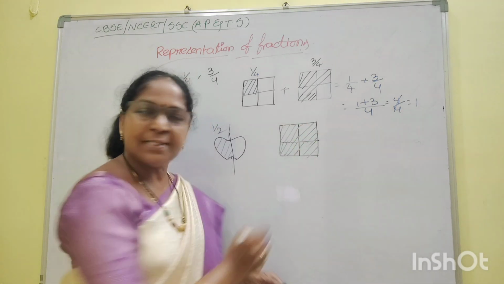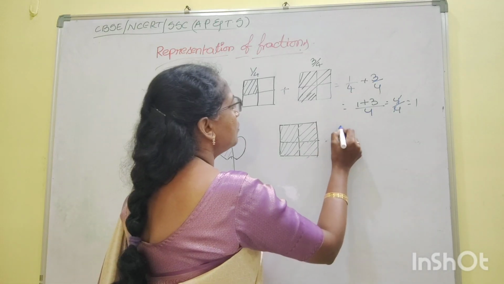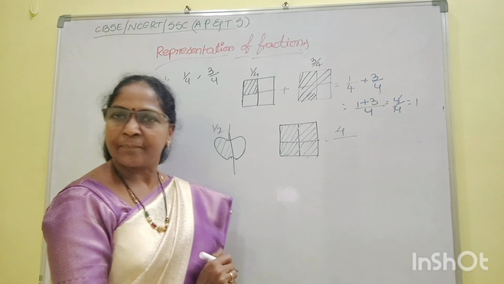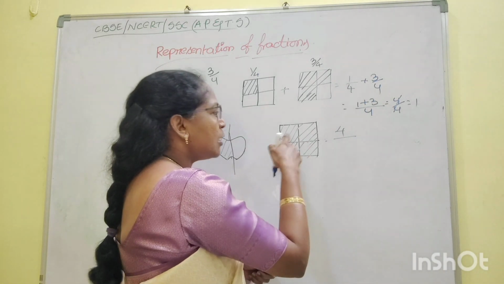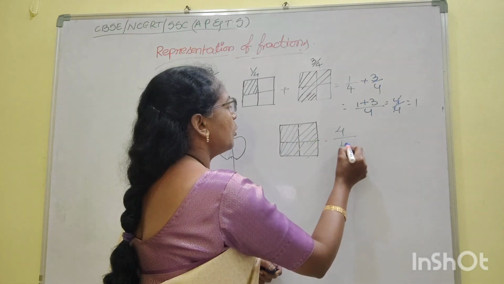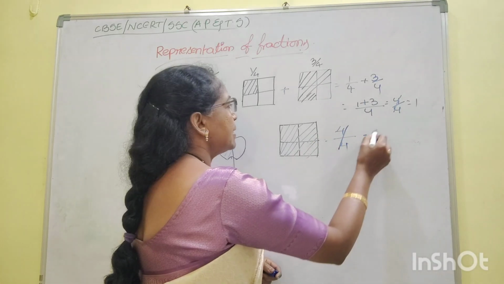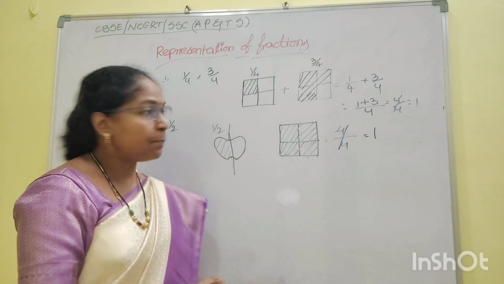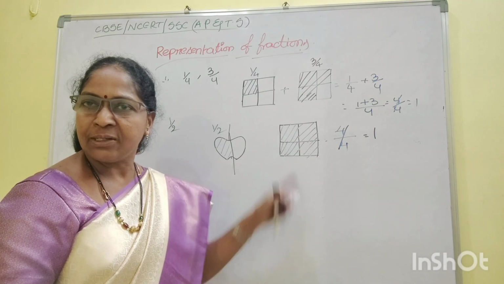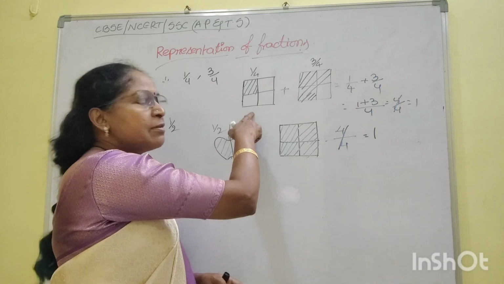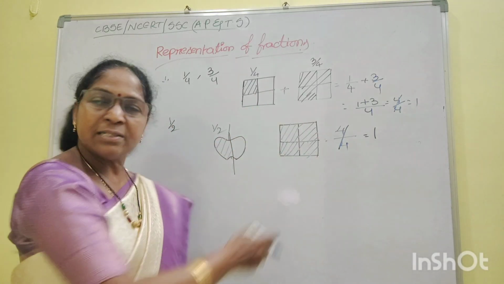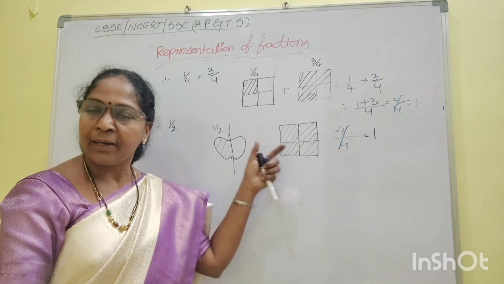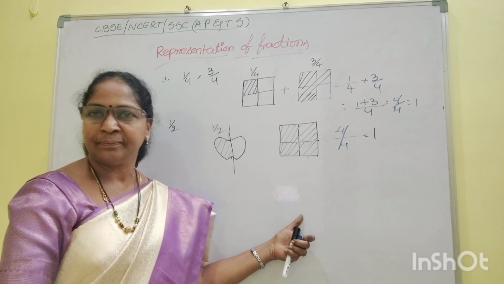So how many parts are shaded here? Total 4 parts are shaded, out of how many parts? 4 parts. Total also 1, 2, 3, 4 only. So 4 by 4. 4 by 4 is nothing but 1. This is the way of picture representation of addition of fractions. Addition of fractions also you can represent by using a picture, or diagrammatically. Is it clear?